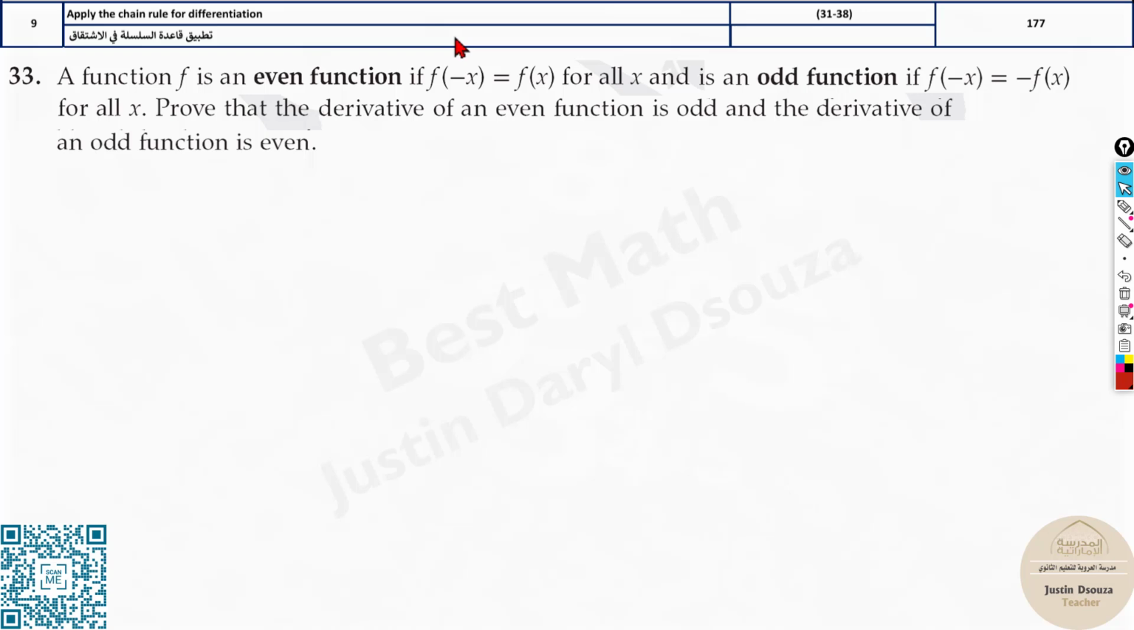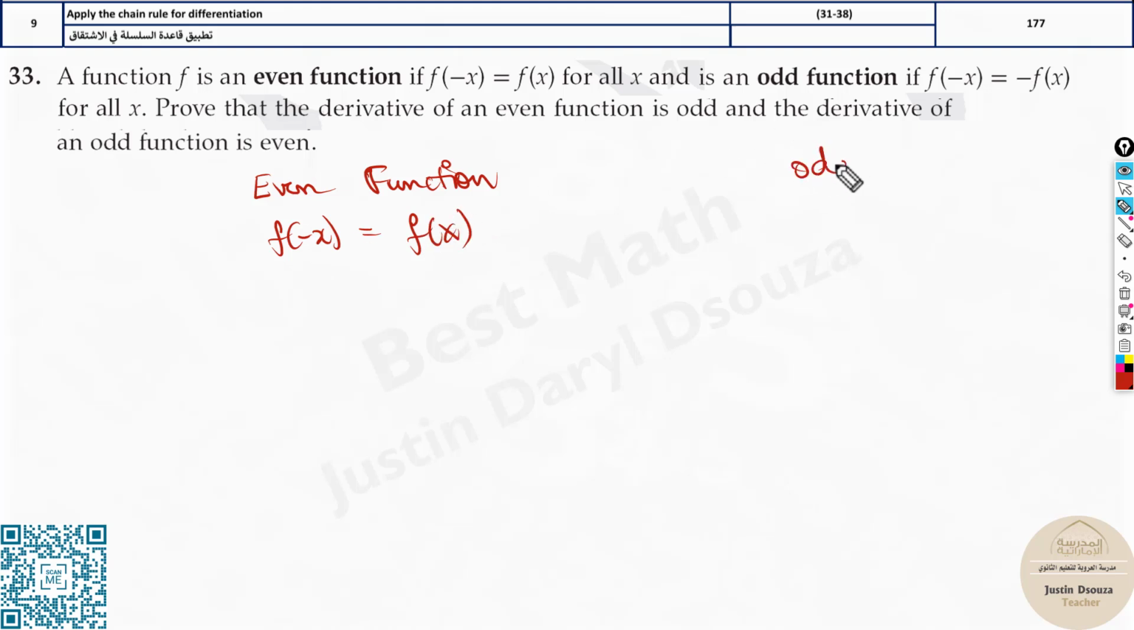Now here we have some interesting problems. A function f is an even function if f of minus x is equal to f of x for all x, and it is an odd function if the negative sign comes out of the function for all x. We need to prove the derivative of an even function is odd and the derivative of an odd function is even. Okay, let's make sense of this. First of all, they have told what an even function is. An even function would be this one given: f of minus x equals f of x. The minus sign is dissolved.